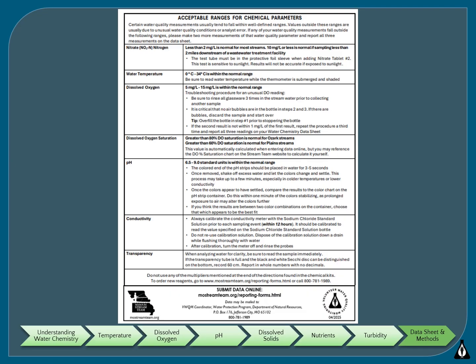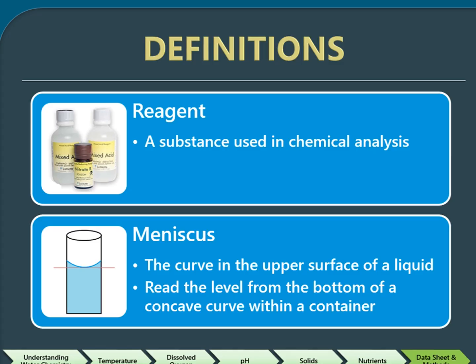Alright, I know I've already said reagent already, but reagent is just a substance that's used in a chemical analysis. Another definition that you might want to know is what's called a meniscus. A meniscus is the curve in the upper surface of a liquid. Whenever we read a measurement from a small thin cylinder, it's going to have this meniscus, and you're going to want to read the measurement from the bottom of that meniscus within the container.